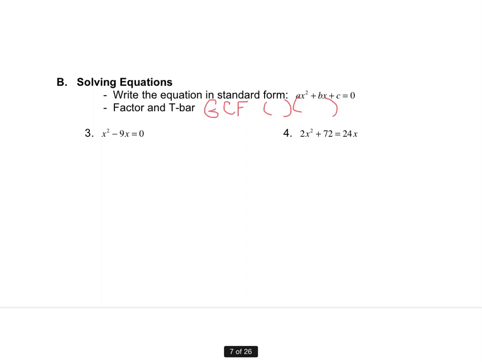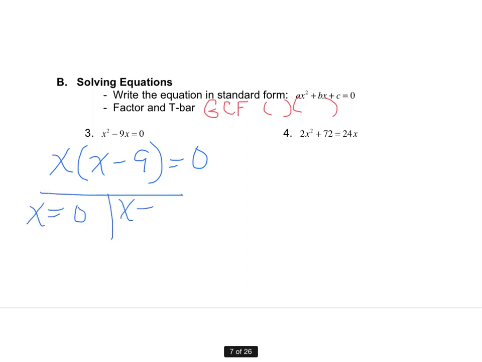Okay, let's take a look at number 3. With number 3, it's in standard form as much as I'm going to get it. I don't have a c value, but I can't make one up. And it's already set equal to 0, so I'm going to solve it from there. I can GCF out an x and then get x minus 9. I no longer have a squaring, so I can't factor anymore. I'm ready to t-bar. I'm going to set each factor equal to 0 and solve.